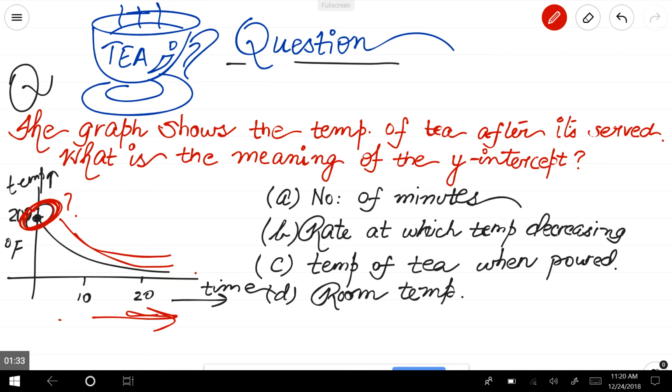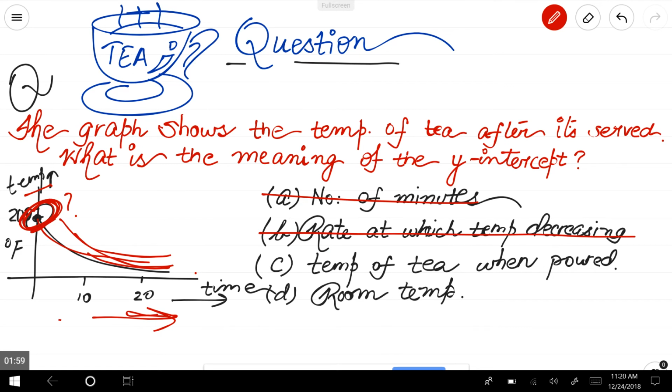Let us check. Number of minutes. The y-intercept, as you can see, the y value is temperature. So it cannot be number of minutes. Next up, rate at which the temperature is decreasing. Now, we do agree that the temperature is decreasing, but I don't think that the y-intercept is telling us the rate. Y-intercept is a point where it's crossing the y-axis. So let us get rid of that.